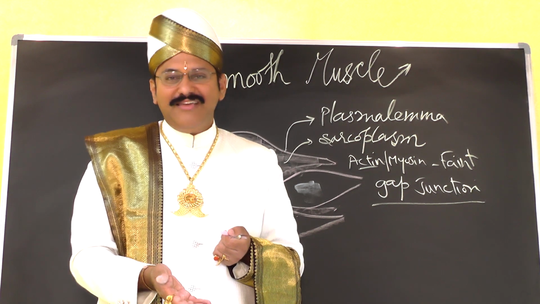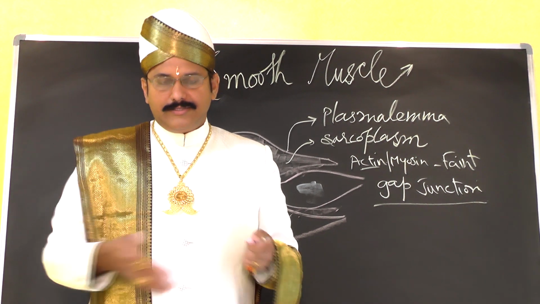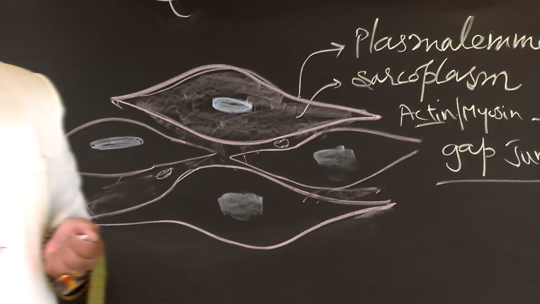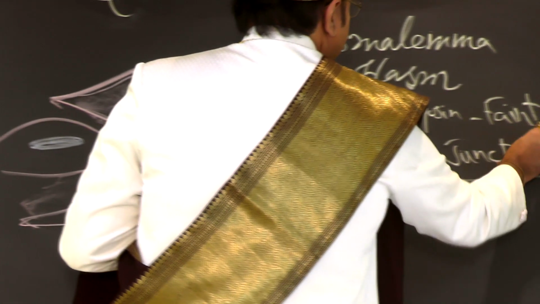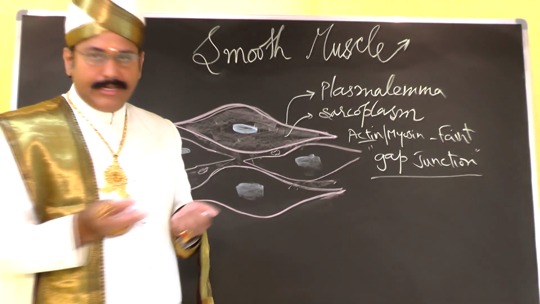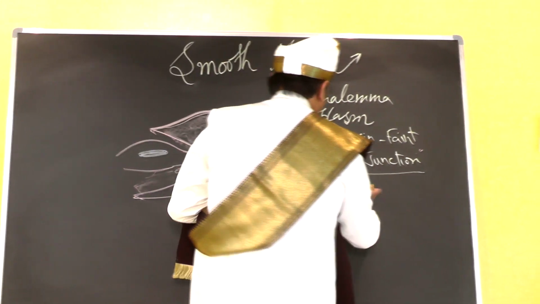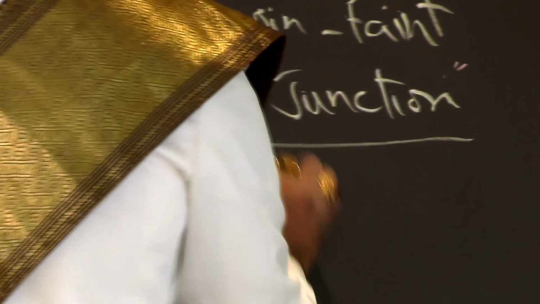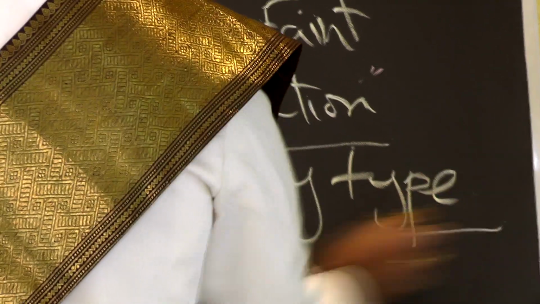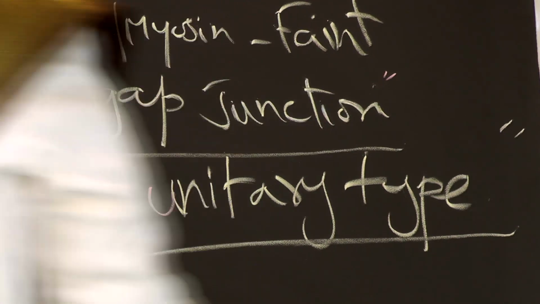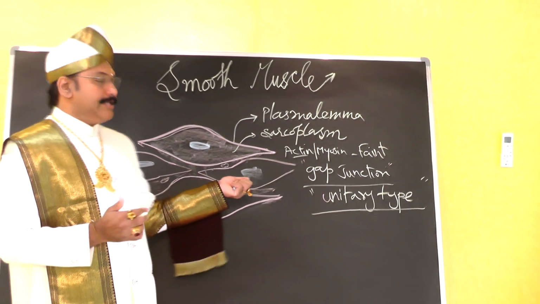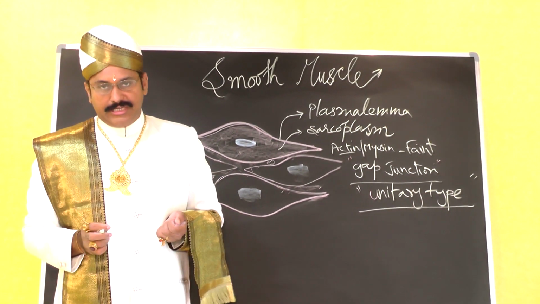Food. So the food is moving forwards, from the small intestine to the large intestine. Through the gap junctions, when the muscle fibers are getting the impulse, then it is called the unitary type of nerve supply. So here what's happening, the nerve impulse is reaching the smooth muscle fibers through the gap junctions.